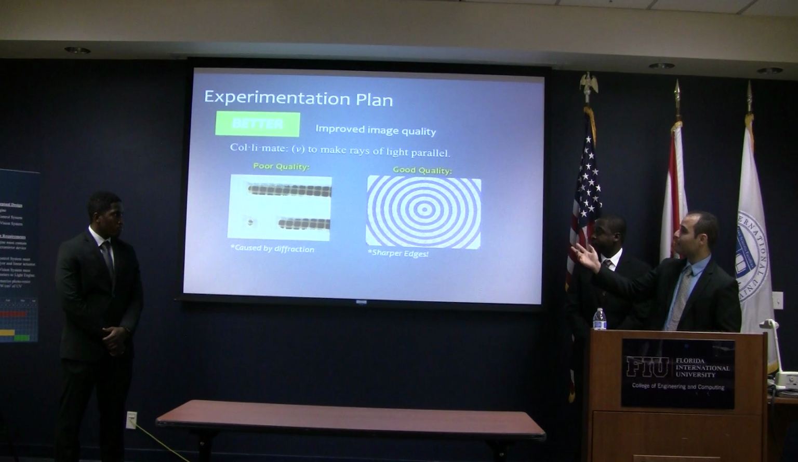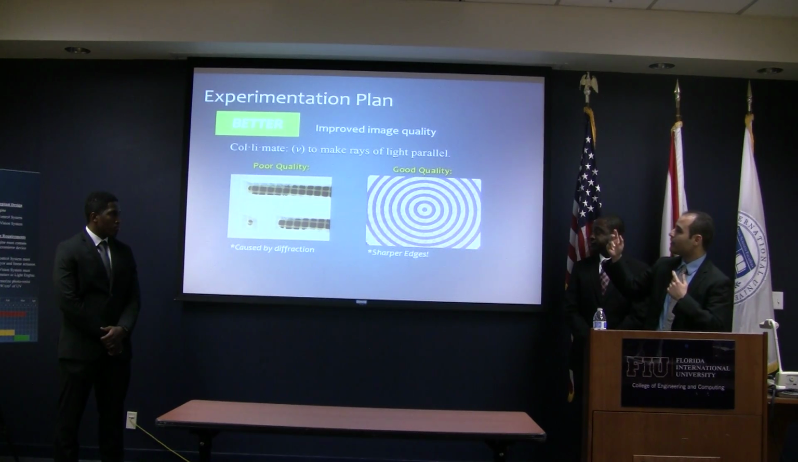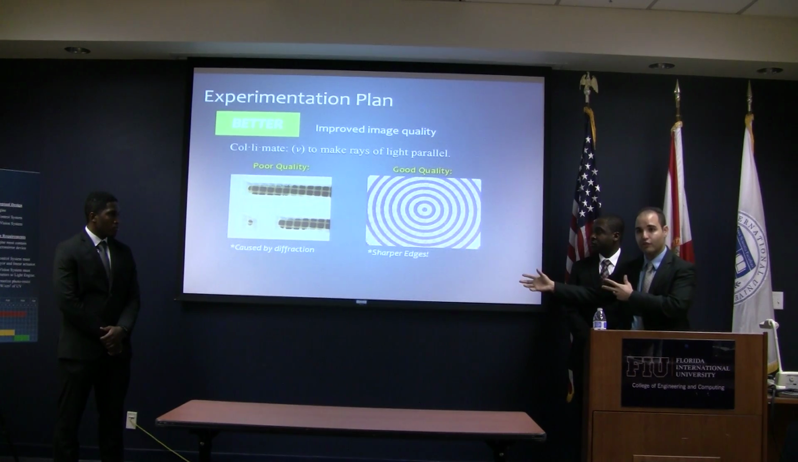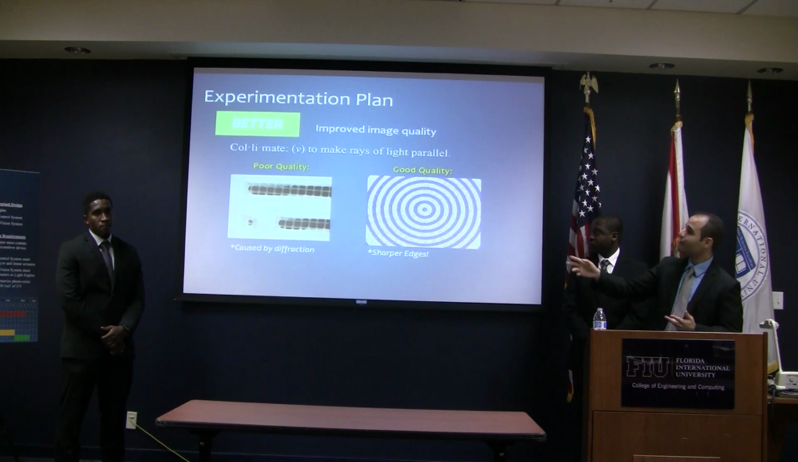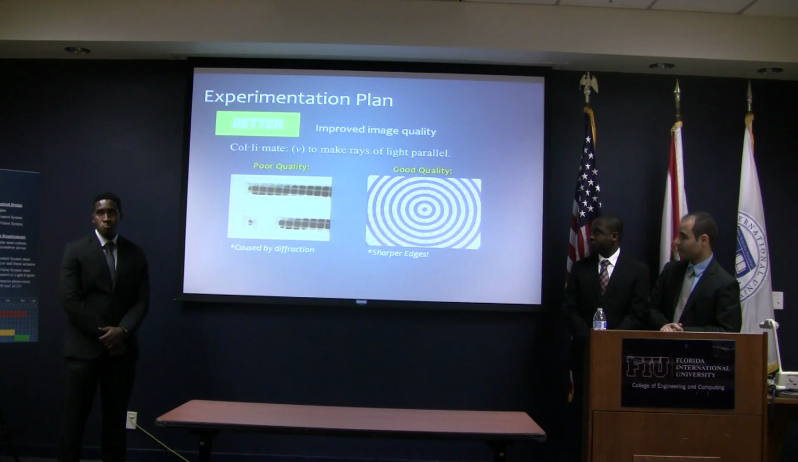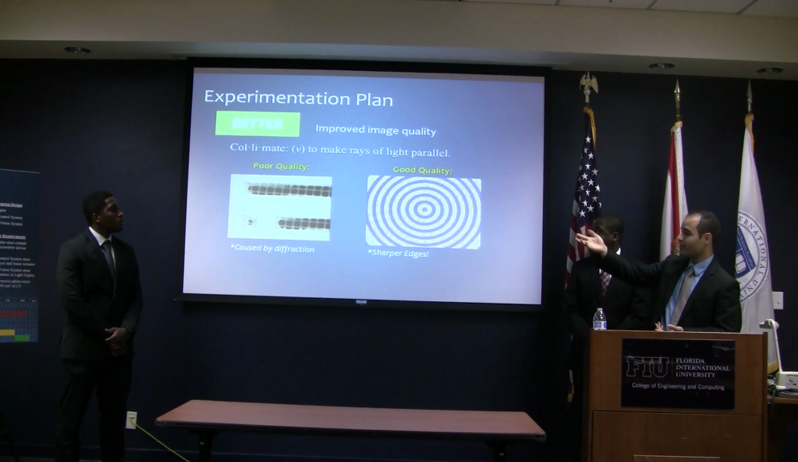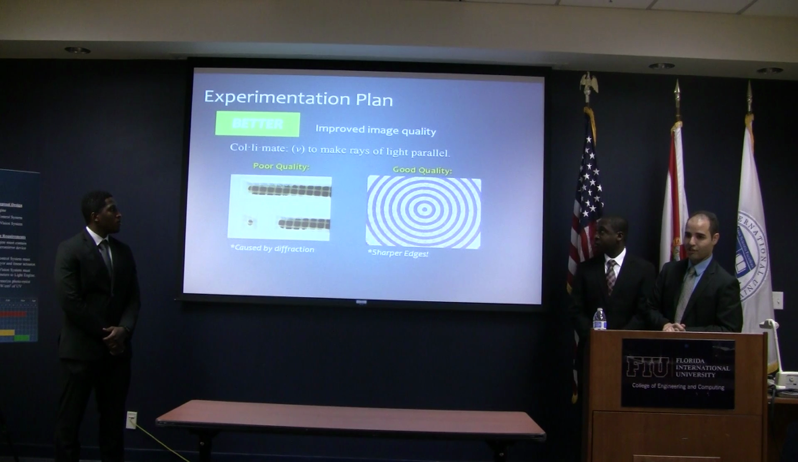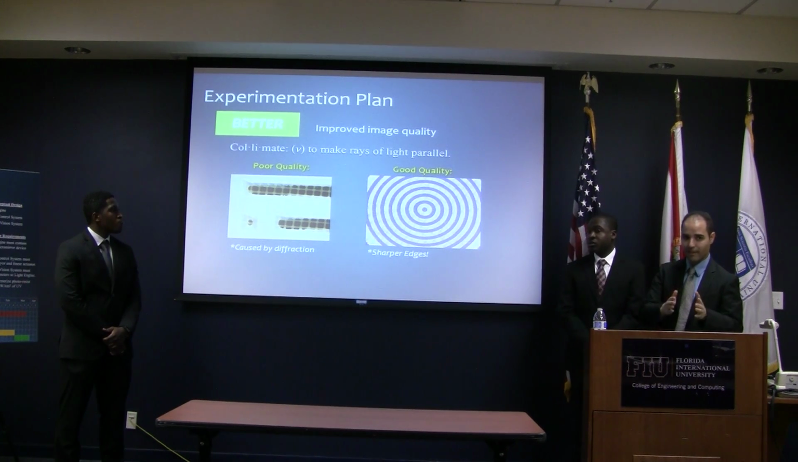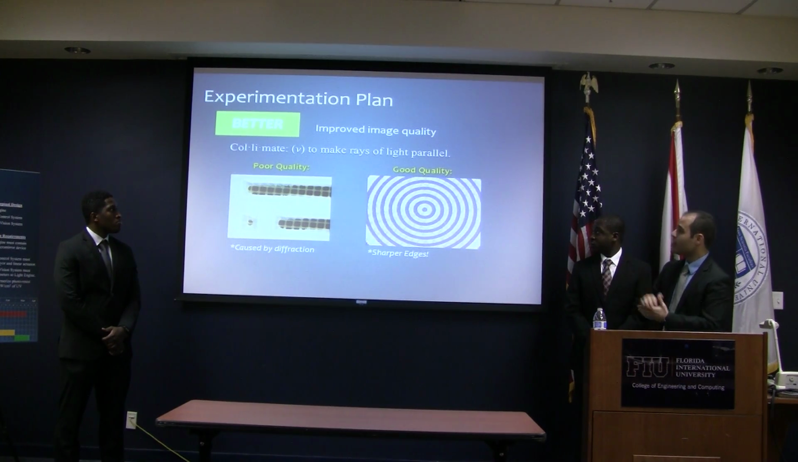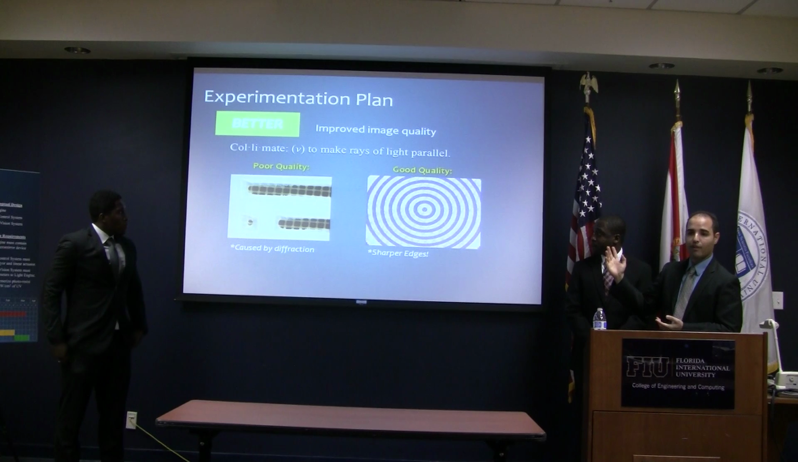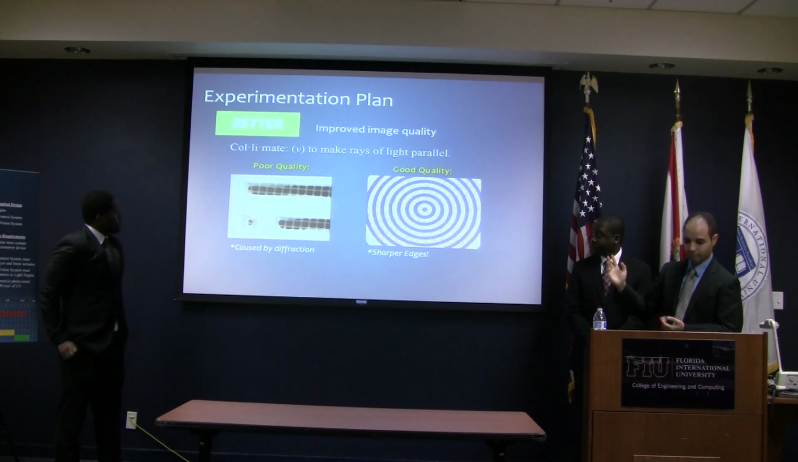So we have two examples of what we want to deliver to the customer. On the left is a poor quality exposure. Notice the curved edges. That's caused by light diffraction from the conventional method. On the right, we have an example of good quality. Notice the sharper edges. Both of these pictures are magnified 100 times.